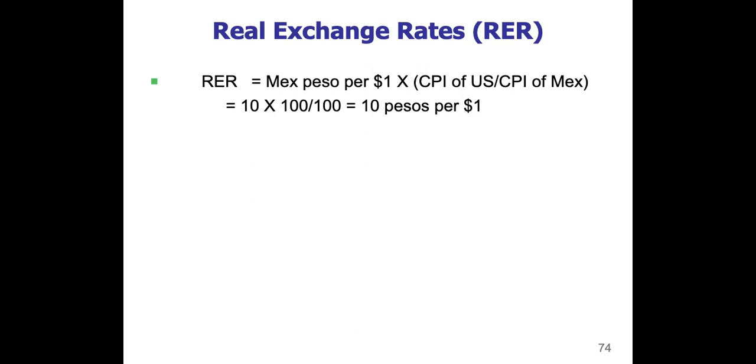Here I have an example of the real exchange rate in Mexican pesos per $1. I am saying here that it takes 10 Mexican pesos to purchase up each US dollar. You multiply that by the ratio of CPI of the United States over the CPI of Mexico, and we get still 10 pesos per US dollar. In this example, prices in both Mexico and the US are the same.